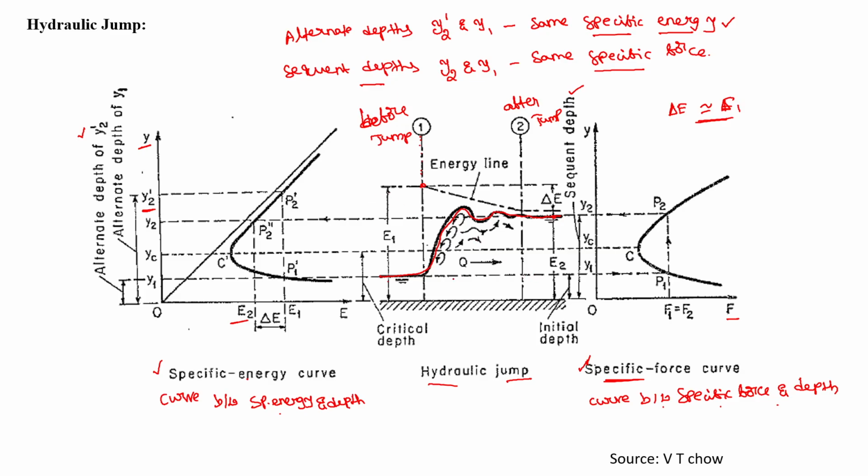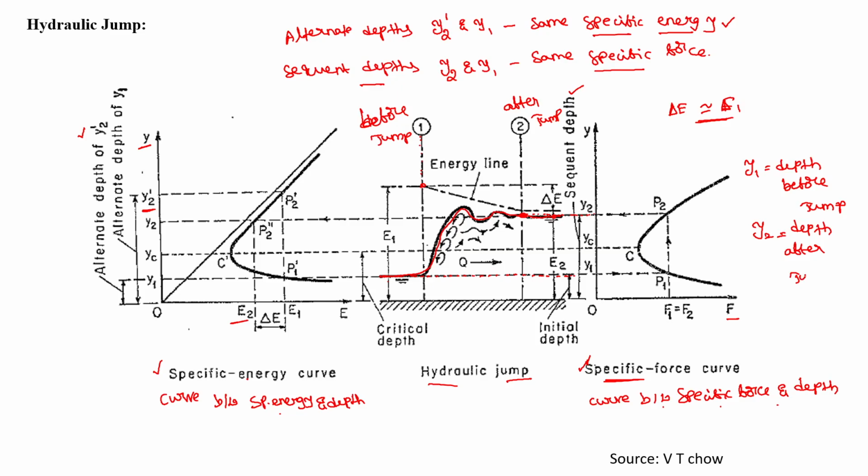One more point I would like to mention here. If you follow this dashed red line, this is the initial depth, which is y1. If you follow this line and mark at section 2, the corresponding depth is called the depth after the jump. So y1 is the depth before the jump, and y2 is the depth after the jump.